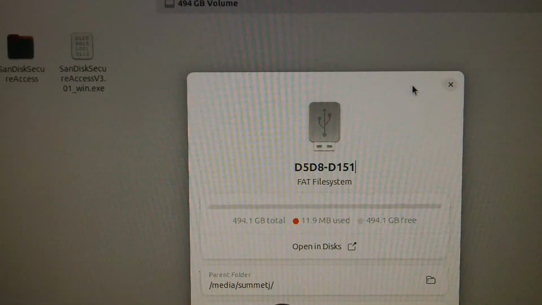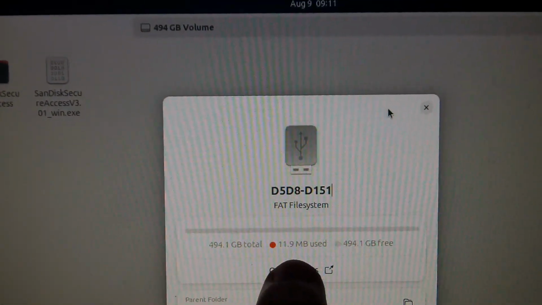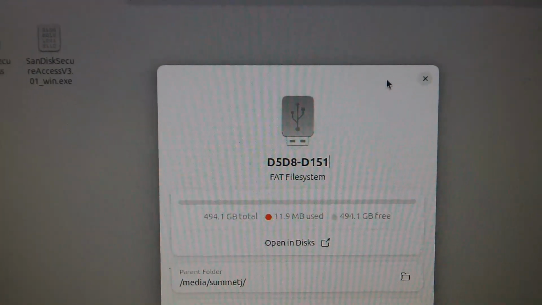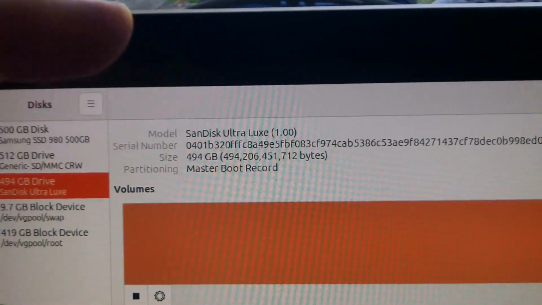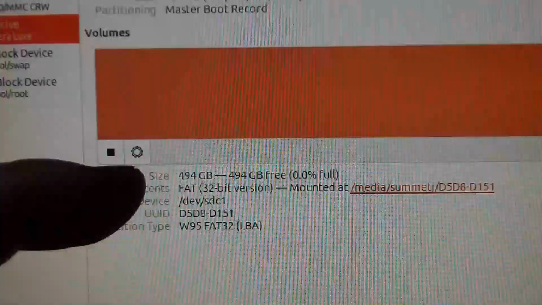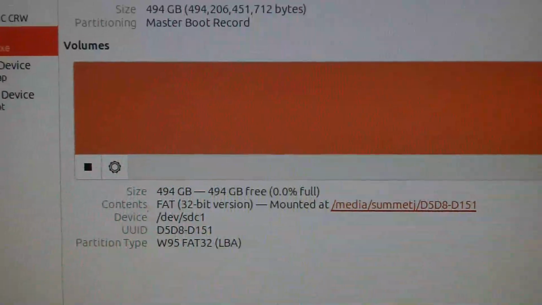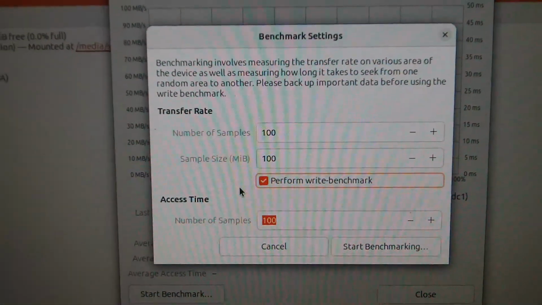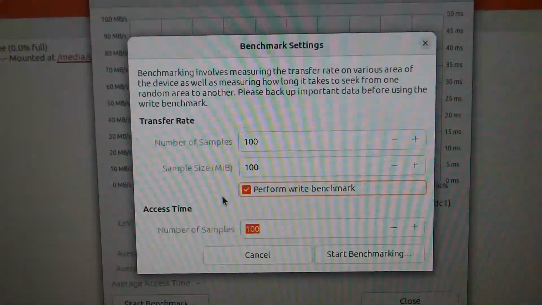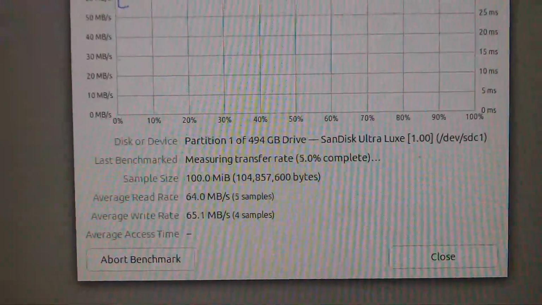Right, so straight out of the box, this guy comes with a FAT file system. It has about 12 megabytes used for a couple of SanDisk software, and 494 gigabytes free. It identifies as a SanDisk Ultra Luxe 1.00. Specifically, it has a FAT 32-bit file system, W95 FAT32 LBA. All right, we're going to benchmark this guy as it's formatted out of the box. I'm using 100 samples with a 100 megabyte sample size, and I'm doing the write benchmark as well as the read benchmark. So it's starting off pretty strong.